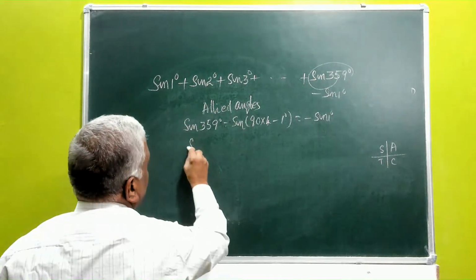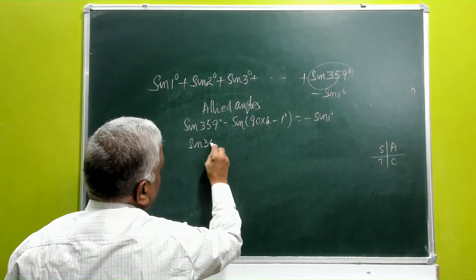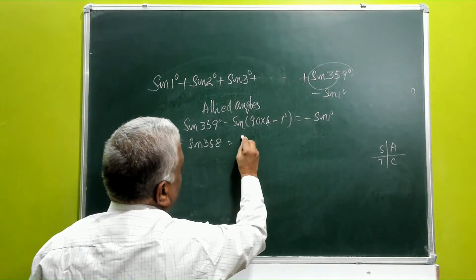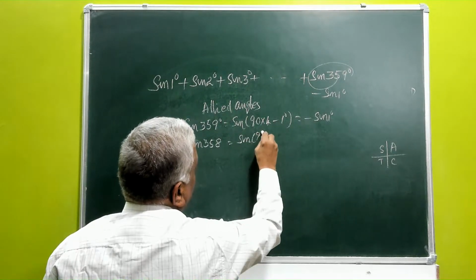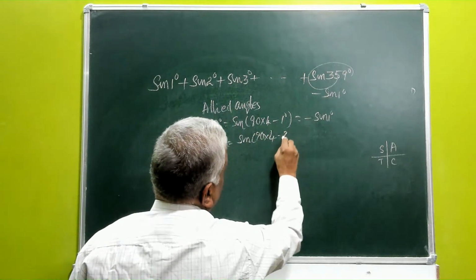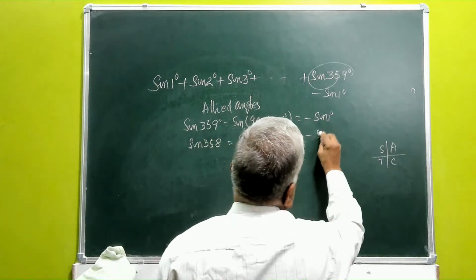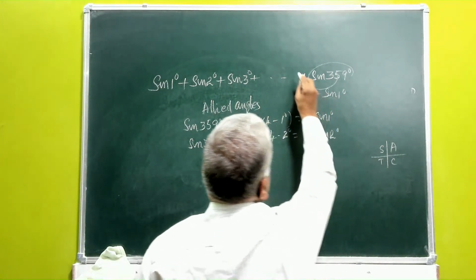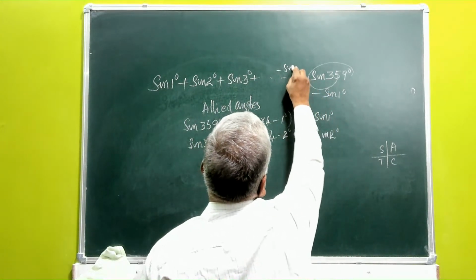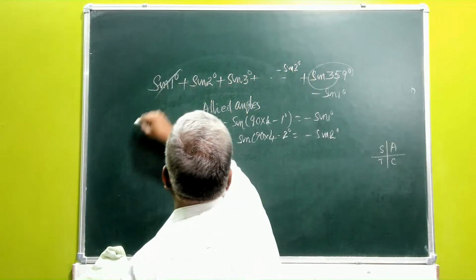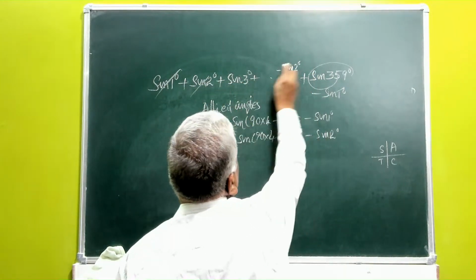Similarly, if you take sine of 358, you will get 90 into 4 minus 2 degrees. That is minus sine of 2 degrees. So this will cancel, this will cancel, this will cancel, and this will cancel.